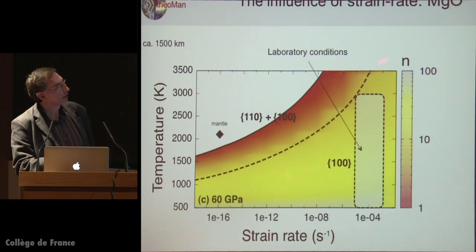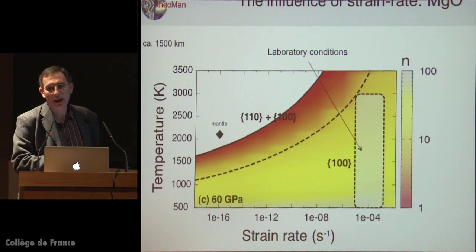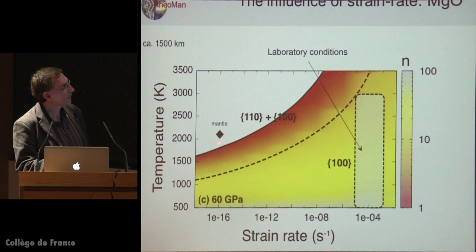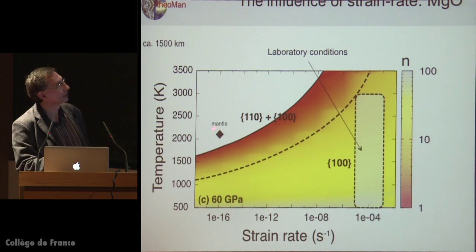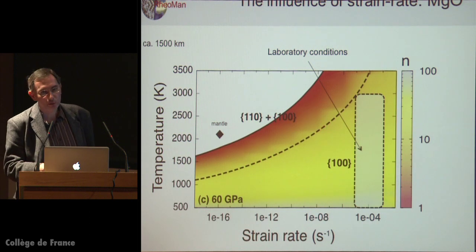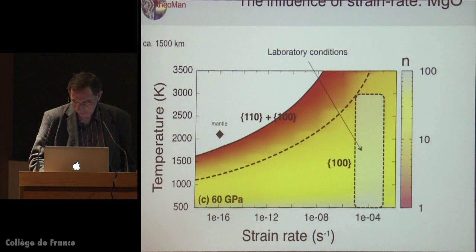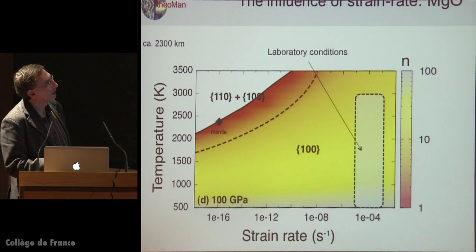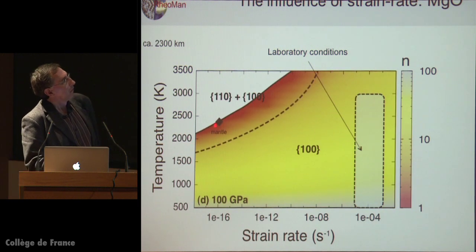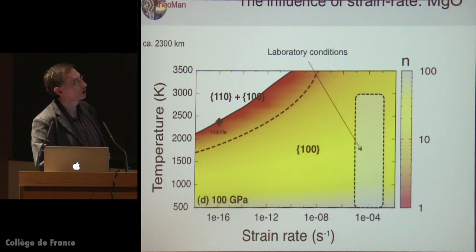On the contrary, decreasing strain rate enhances the high temperature mechanisms. And basically, the mantle remains in a completely different regime. So we really have to transfer what we can observe at this time scale to the natural time scale. It's only in this calculation at about 2,300 kilometers, at 100 GPa, that we start touching this thermally activated regime.